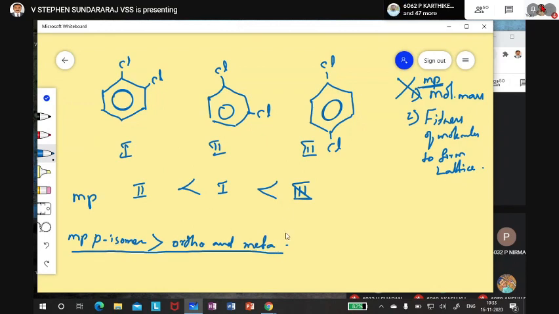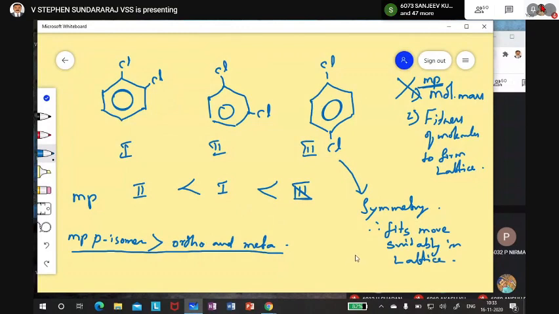So you can easily say that in the para isomer there is symmetry. See the Cl on the opposite side, there is symmetry, and therefore the molecule fits more suitably. All of them will fit, that is why they become solid. It fits more suitably in the lattice. Okay, that is the reason the melting point is higher, right? And in the case of ortho and meta, both of them are not symmetrical. One is projected here, one is projected in the meta direction.